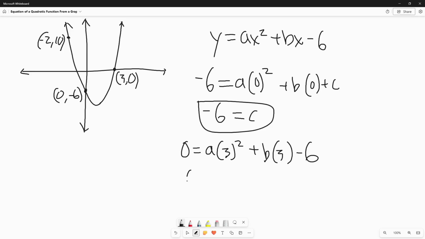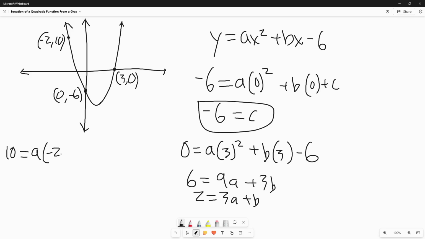And then we get 6 is equal to 9a plus 3b. And then here we can divide this whole thing by 3, and we get 2 is equal to 3a plus b. And then here we have a and b related to some number. Now let's plug in the next point, negative 2, 10, into this equation. So we get 10 is equal to a times negative 2 squared plus b times negative 2 minus 6.